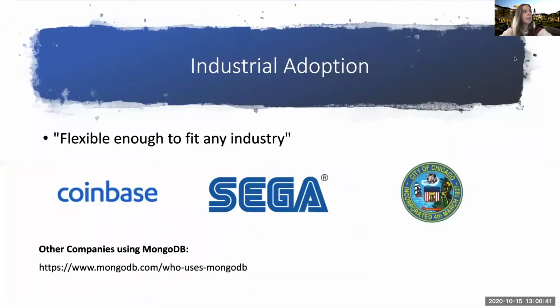So after this, we have some industrial adoptions. The MongoDB page states that they are flexible enough to fit any industry. So here we have one for cryptocurrency, we have Sega for gaming, and we have the city of Chicago, which encompass very different fields. If you are familiar with cryptocurrency, you probably heard of Coinbase.